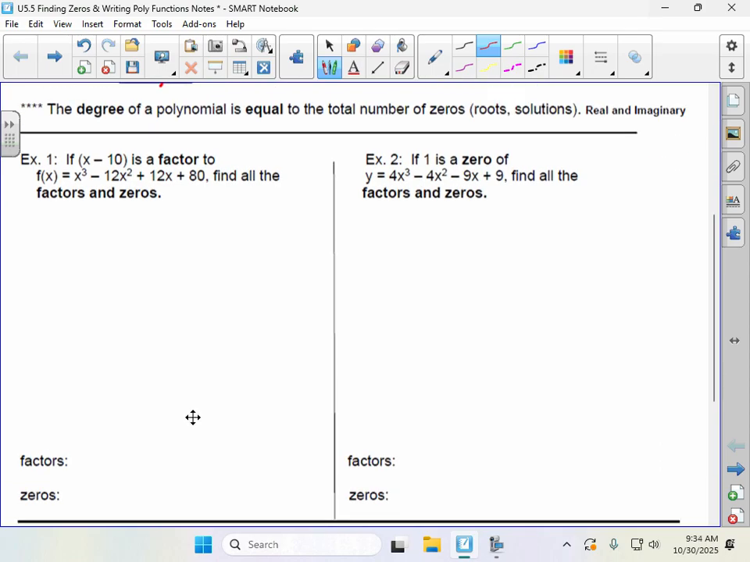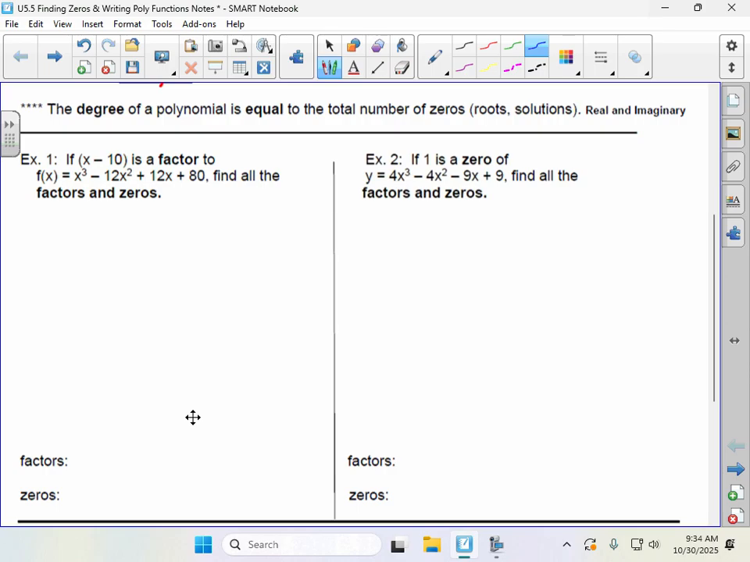All right, so example 1: if x minus 10 is a factor to this polynomial, find all the factors and zeros. Now sometimes there are polynomials that don't factor easily, so we have to use some other method to get the factors. This x to the third minus 12x squared plus 12x plus 80 has four terms, but it will not factor by grouping, it just doesn't factor. So we have to use a different method to get the factors instead. They give you a factor to help you out, and what they want you to use is synthetic division. So you've got to remember, use synthetic division.